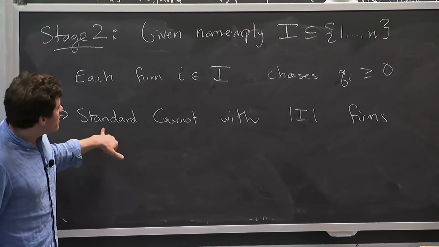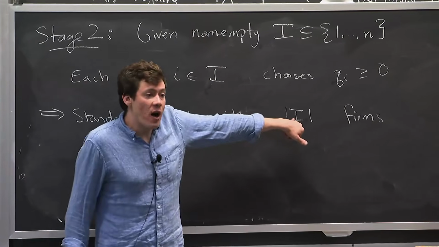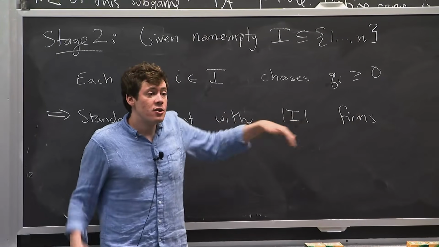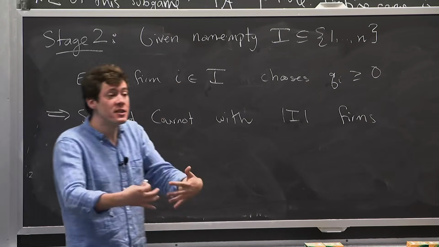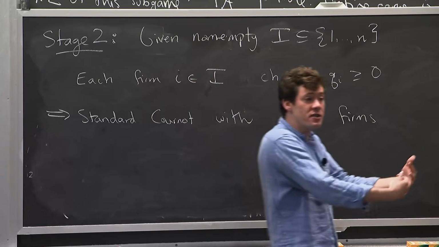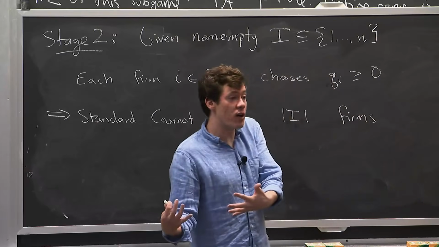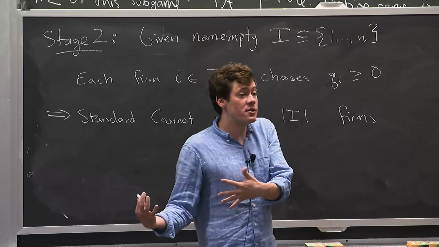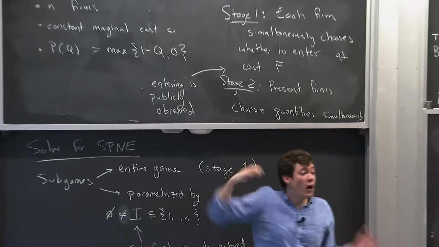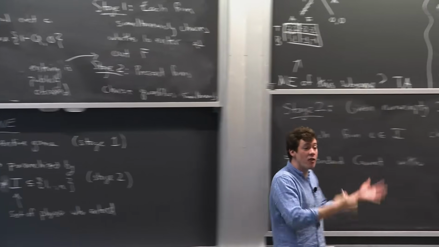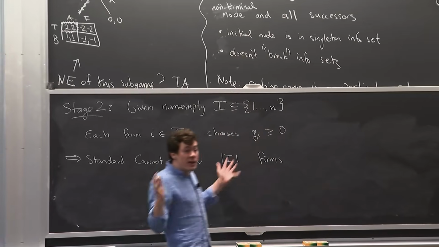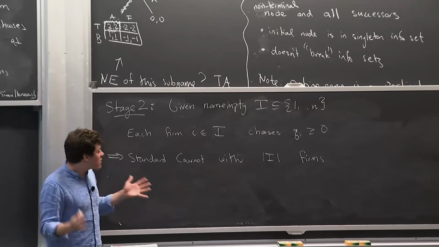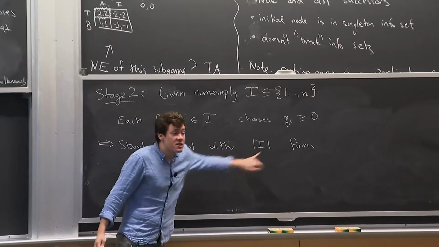Notice one thing, that all that matters for the Cournot outcome is the number of firms. So even if a different set of firms has entered, the amount that each firm who's entered will produce depends only on the number of firms who have entered, not the identities of the firms. But that's because of our assumption that the firms are all symmetric, right? If one firm could produce at a lower marginal cost than another firm, then we'd have to keep track of the identities of the firms. But since all the firms are ex ante identical, we don't really care who's entered, we just care how many people have entered.